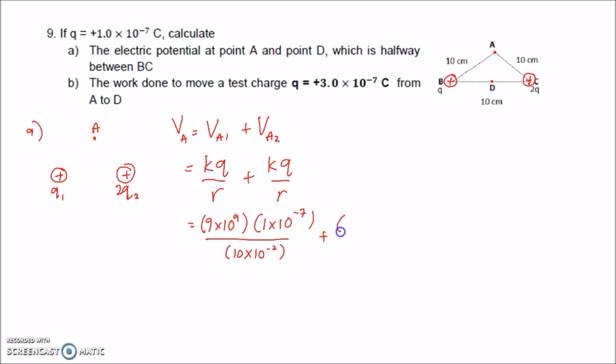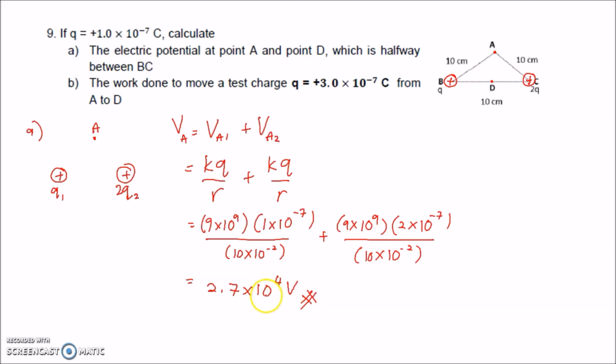Plus K, which is 9 times 10 to the power of 9, times 2Q, which is 2 times 10 to the power of negative 7, divided by the distance between point A and point C, 10 times 10 to the power of negative 2. You will get 2.7 times 10 to the power of 4 volt.